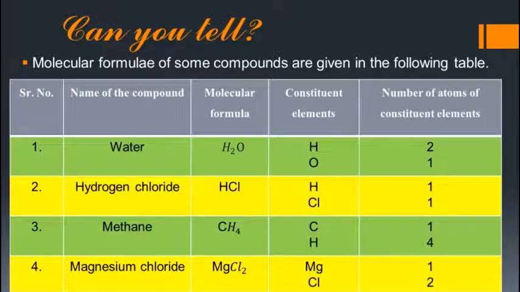And the number of atoms of constituent elements for hydrogen chloride: no number is written below hydrogen and chlorine, so it will be 1 for hydrogen and 1 for chlorine. Okay, now methane. For methane, the molecular formula is CH4.